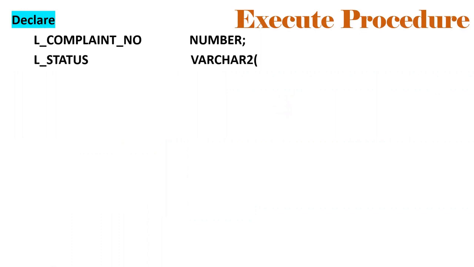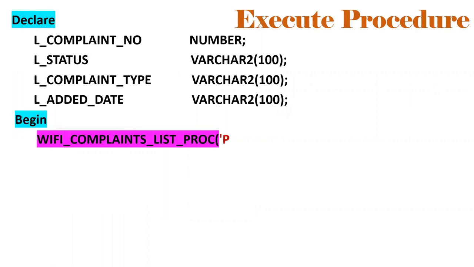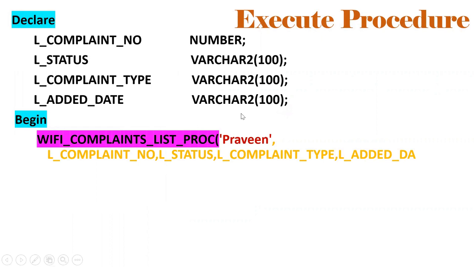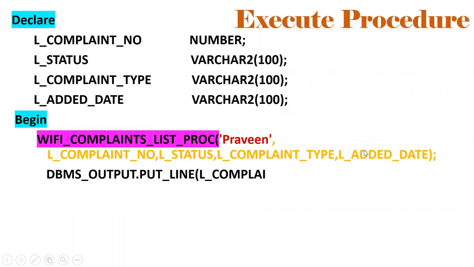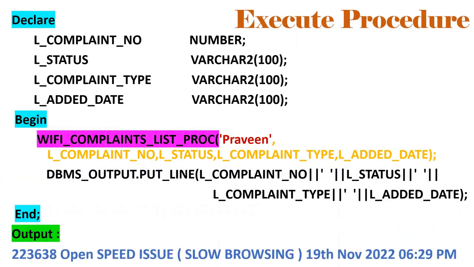Now we'll execute the procedure by using an anonymous block. So begin. So Wi-Fi complaint list procedure. So Praveen is the input parameter, and l complaint number, l status, l complaint type, l added. So these are the out parameters. So by using DBMS output, we are able to see the result. So if you see here what happened, we'll get the complaint number. The status is open, speed issue. What's the complaint? Speed issue, slow browsing, and it was raised on 19th November 2022. So one input parameter, 4 output parameters. Hope this requirement is clear.